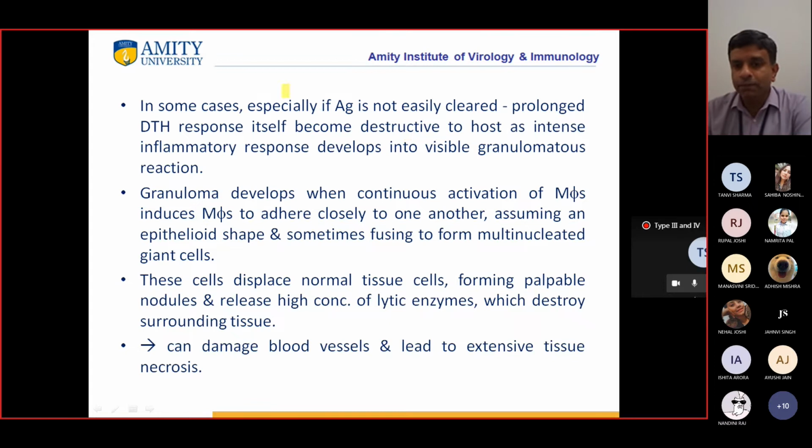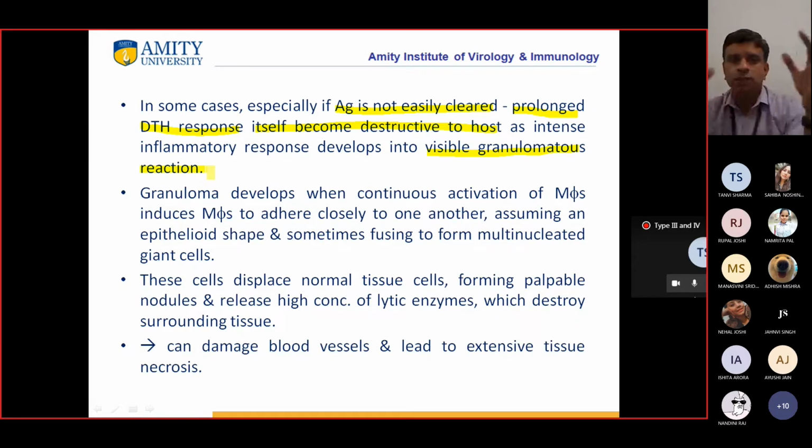Now there can be another problem. Sometimes antigen is not easily cleared, right? So in that case, there will be a prolonged DTH response. Okay, क्योंकि मैक्रोफेज तो एक्टिवेट हो ही गए और जब तक वो अपना काम करेंगे नहीं वो एक्टिवेटेड रहेंगे, okay? So it itself becomes destructive to the host. So a prolonged DTH response will obviously become destructive to the host itself, right? As the intense inflammatory response develops into a visible granulomatous reaction.